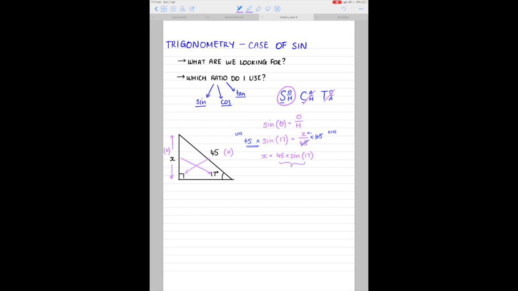You will type this into your calculator. Make sure that your calculator is in degrees mode, and what you'll get is x equals 13.16.